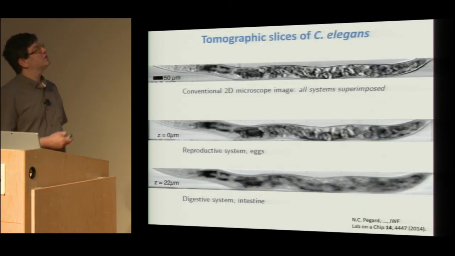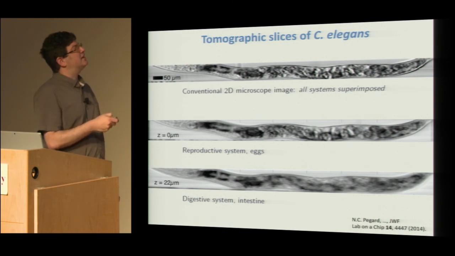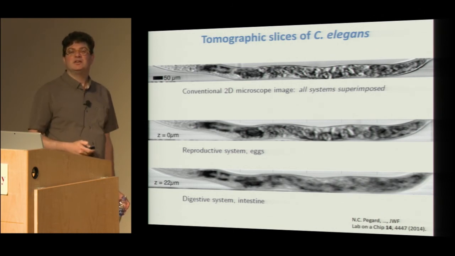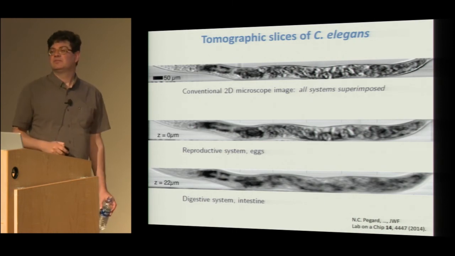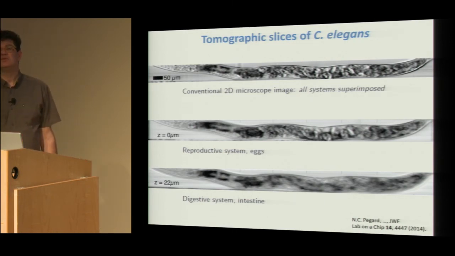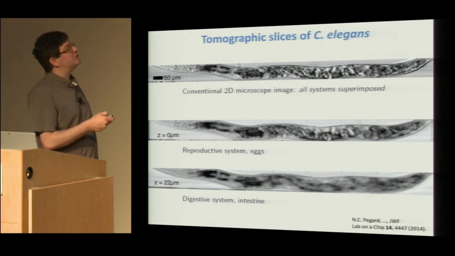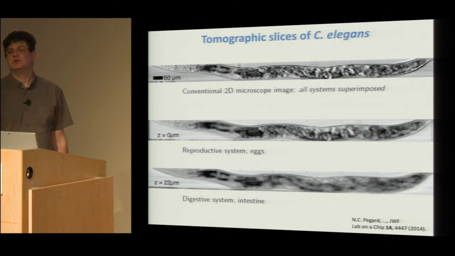As an example, I can take optical slices now, just numerically, and here's the reproductive system, so you can see a series of eggs and so forth. If I change the height through the worm, I can look at the entire digestive tract from head to tail. If I had a normal two-dimensional picture, of course, all of these organs and systems are superimposed on one another, and it's very hard to discriminate things within the worm itself.